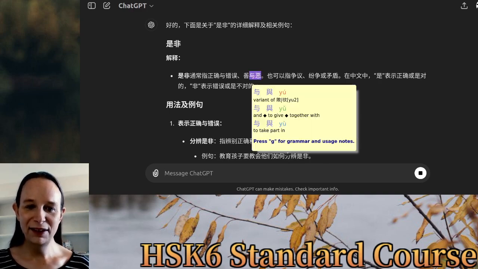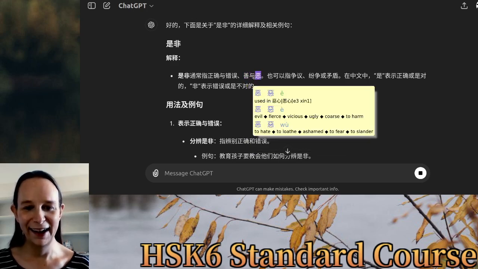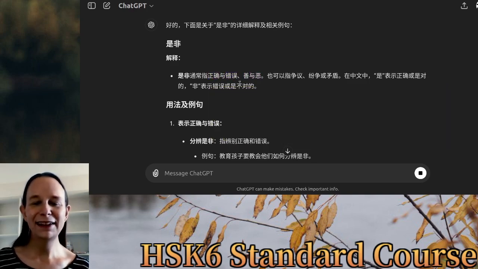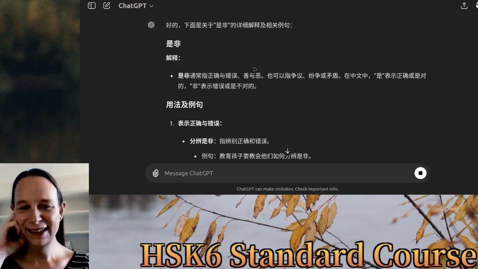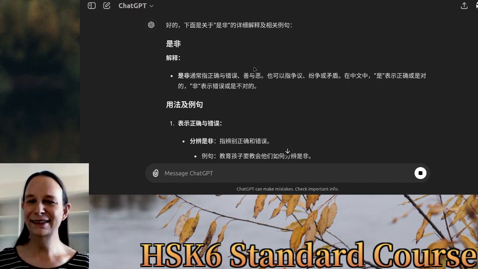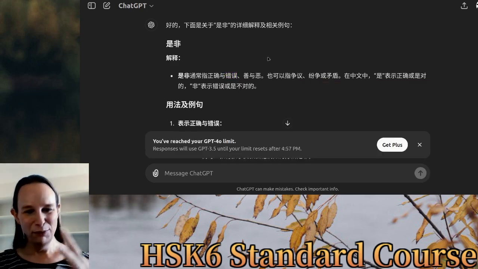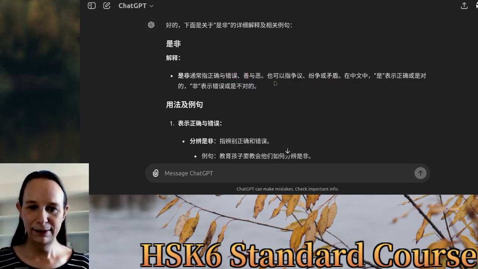Yeah, this one, 善与恶, like it's good versus bad kind of thing. Evil. Correct versus mistaken. So 错 is a little bit different to mistaken. It's like incorrect or improper. Mistaken. Yeah, it's not easy to precisely translate it into English because it's a bit different.